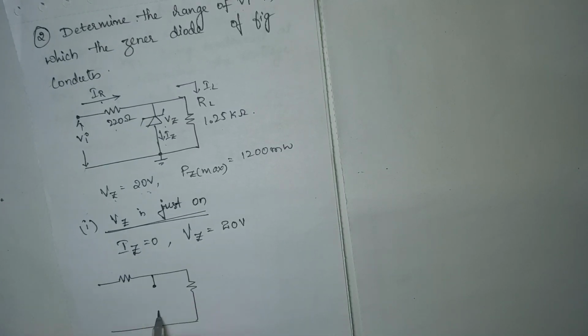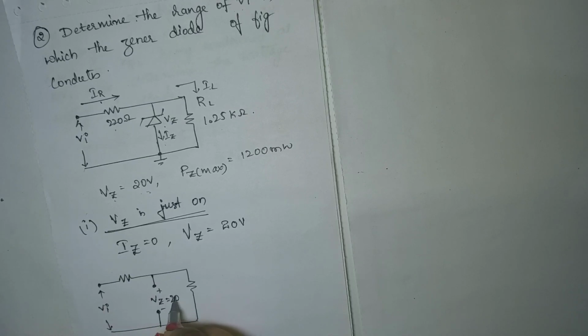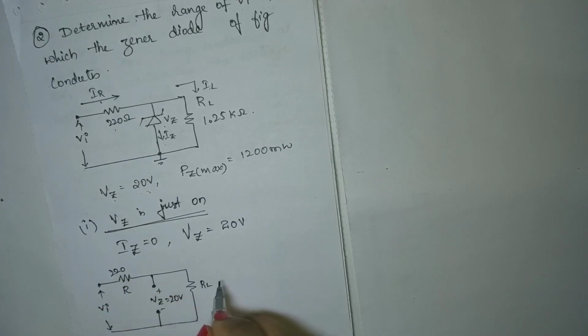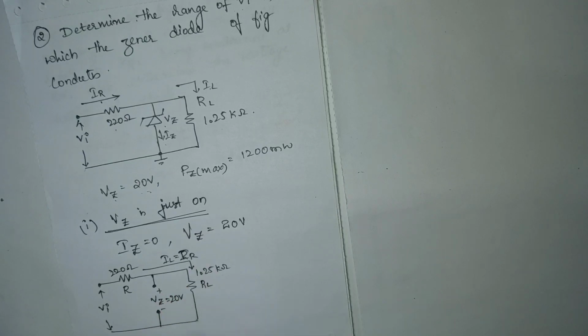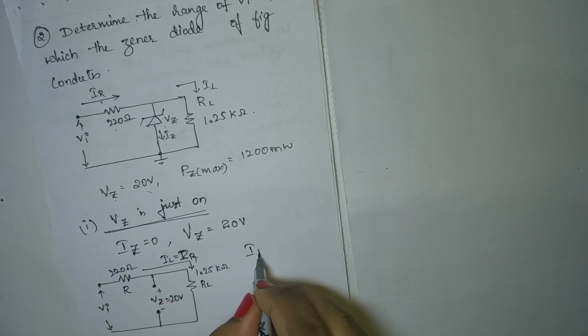Now, if I rewrite the circuit, you will see the circuit like this. You have an open circuit here because IZ equals 0. You have a voltage drop here. The applied voltage is still VI. We know VZ equals 20 volts. This is RL and this is resistance R. We know the values, which are 220 ohm and 1.25 kilo ohm. The complete current is the same, which is IL equal to IR.